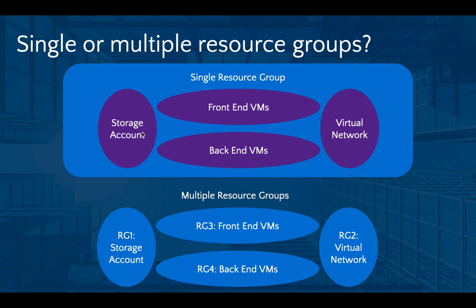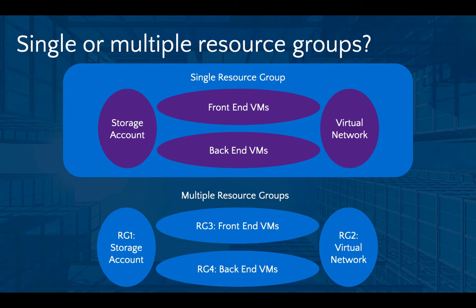Now, if they are not dependent on each other, you could just create a different resource group for them. Over here, we're creating different resource groups: one for storage, and two and three for front end and back end, and then the virtual network also, because they are not dependent on each other per se. They can act individually, and they don't need each other's support. All right, I hope this makes sense when it comes to creating resource groups.